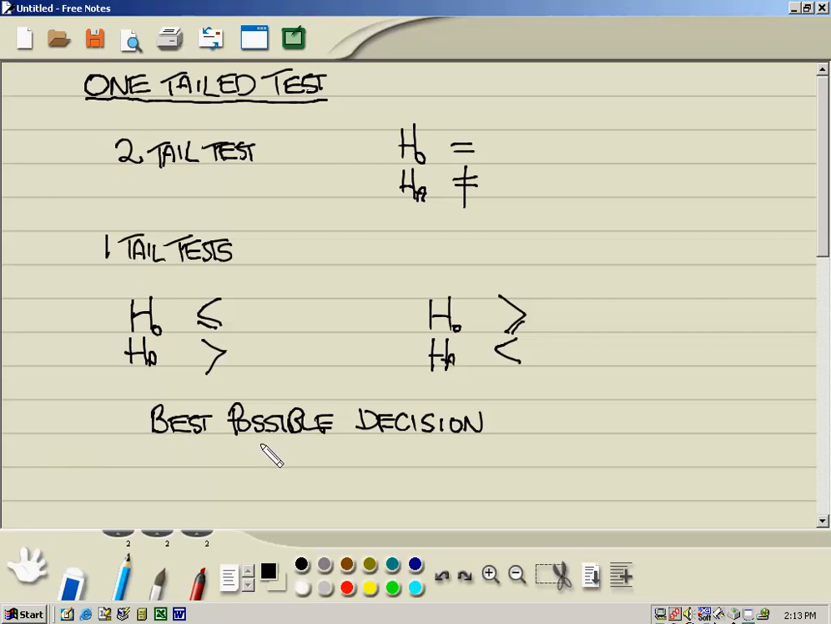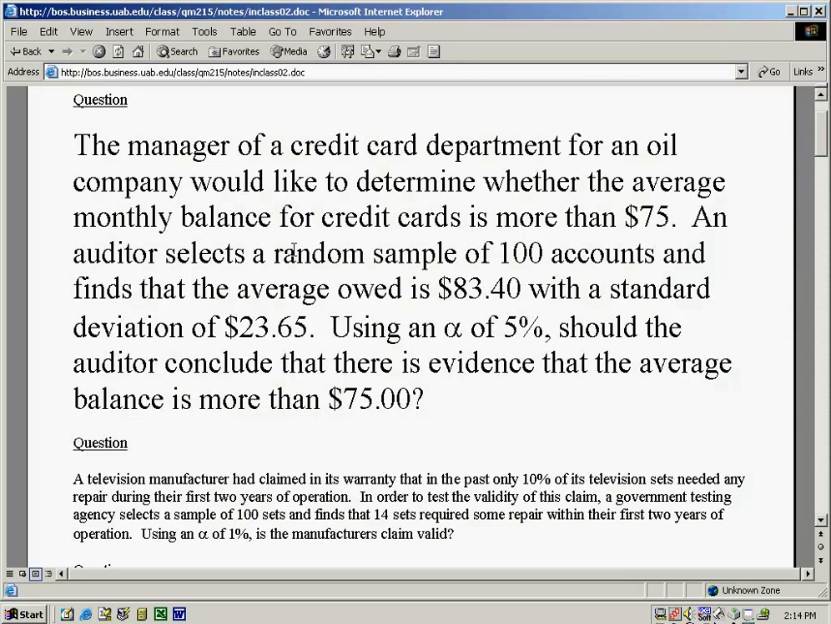What I'm going to do here is to show you the problem and then show you why we're going to do a particular tail test. So the problem that we're going to do is this one. The manager of a credit card department for an oil company would like to determine whether the average monthly balance for credit cards is more than $75. An auditor selects a random sample of 100 accounts and finds that the average owed is $83.40 with a standard deviation of $23.65. Using an alpha of 5%, should the auditor conclude that there is evidence that the average balance is more than 75?